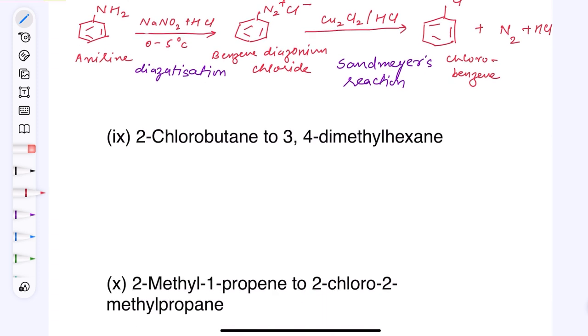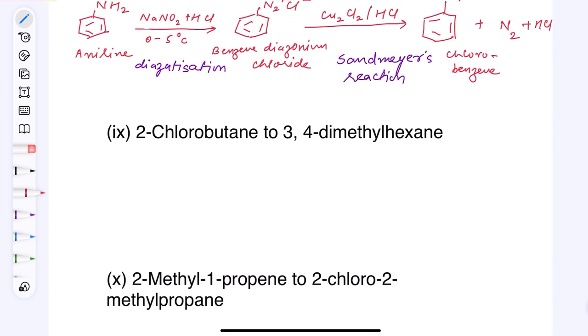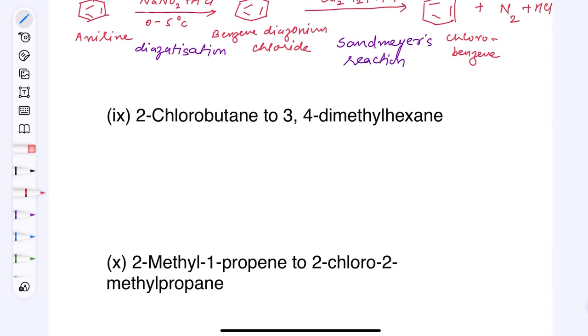Now next we have 2-chlorobutane to 3,4-dimethyl hexane. Here you first have to write the structure of 2-chlorobutane. So let us see that. We write it like this: CH3, CH, Cl and C2H5. Carbon 2 is here, the third carbon is here and the fourth carbon is towards the left, so 1, 2, 3 and 4. So 2-chlorobutane is this particular structure. Now they are asking you to form 3,4-dimethyl hexane. Now how do you form that?